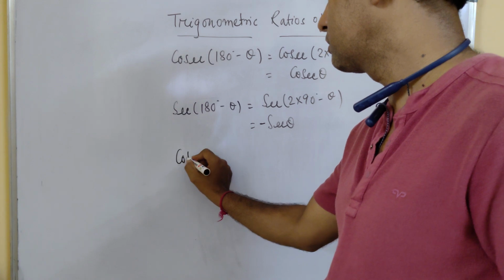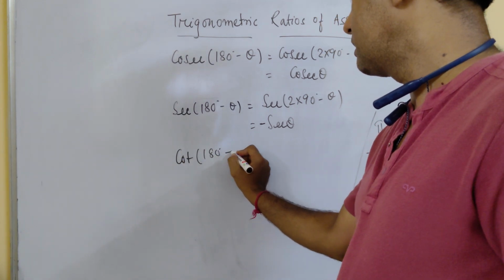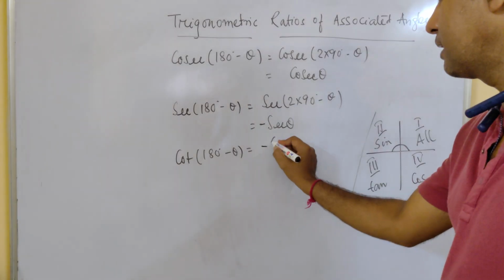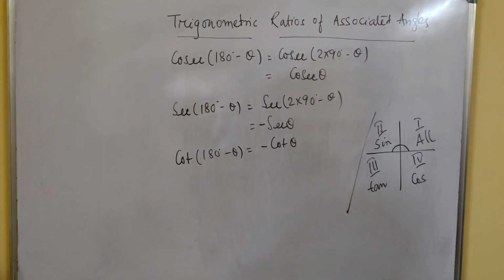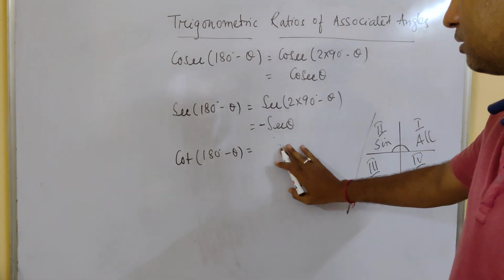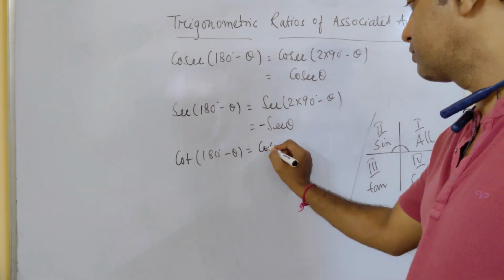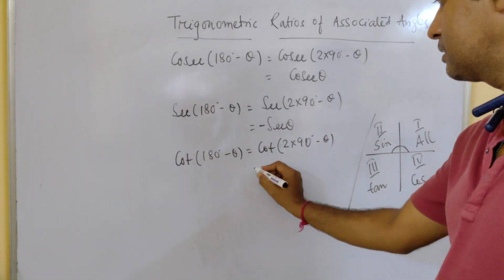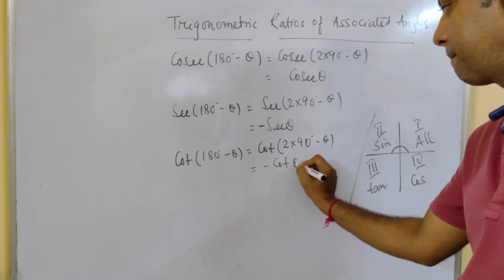And cot 180 degree minus theta is equal to, similarly, we may write minus cot theta. We may evaluate like that. Cot of 2 into 90 degree minus theta is equal to minus cot theta.